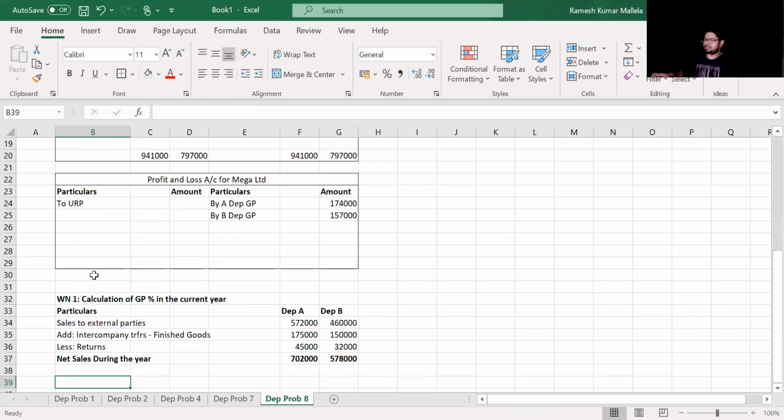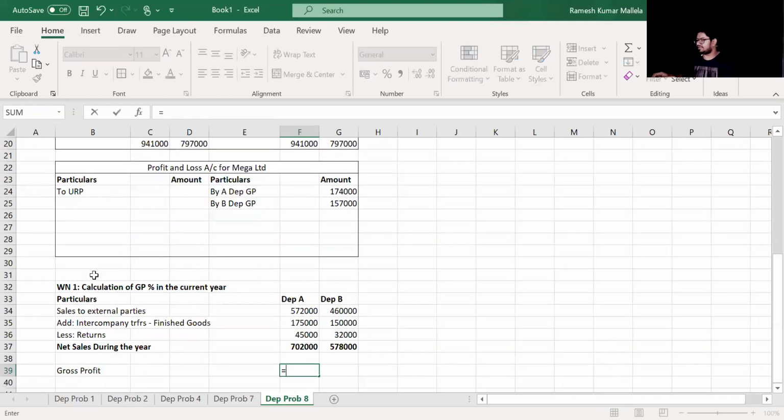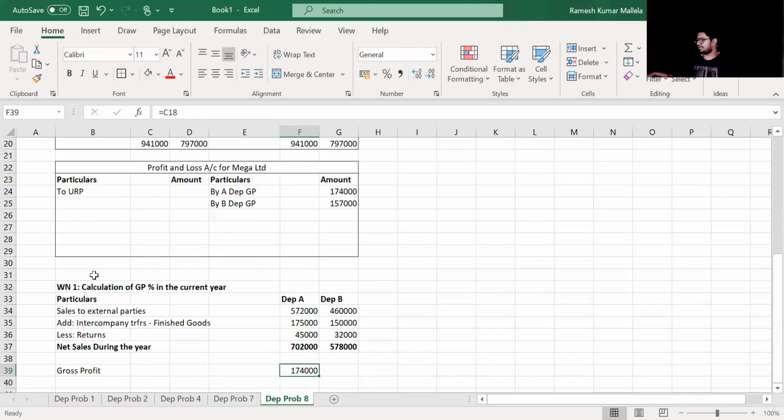Now, gross profit is already mentioned. Gross profit is already calculated by us. It is 1,74,000 and 1,57,000 something. Okay. So 1 lakh 74 and 1,57,000. These are our gross profits. Okay.